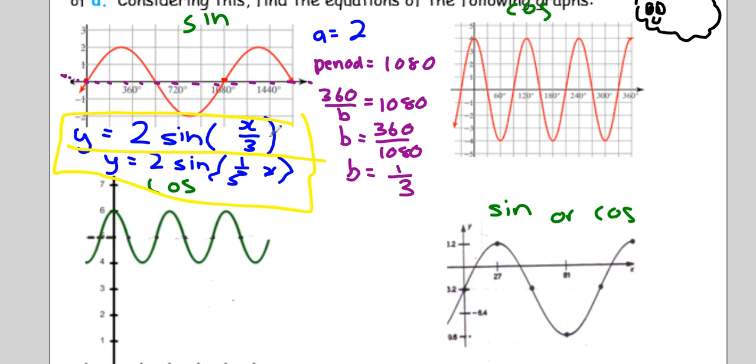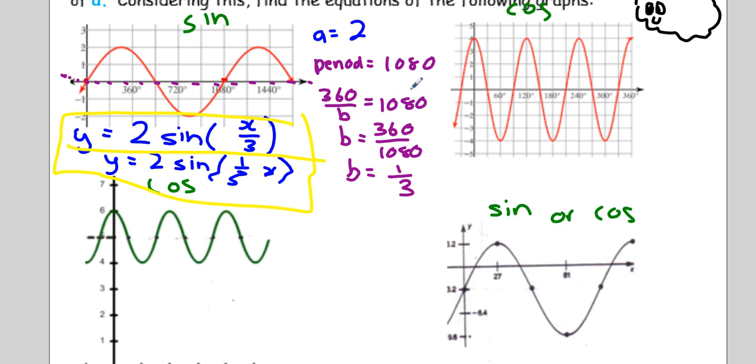How do we find that B is 1/3? How on earth did we do that? We notice that a full period is from here to here. It's not from here to here. A full period is just literally one cycle, and then it repeats itself. So what number was that? 1080. So the period we wrote is equal to 1080. And then we notice it's in degrees, so use the period formula for degrees, not 2 pi. So 360 over B equals 1080.